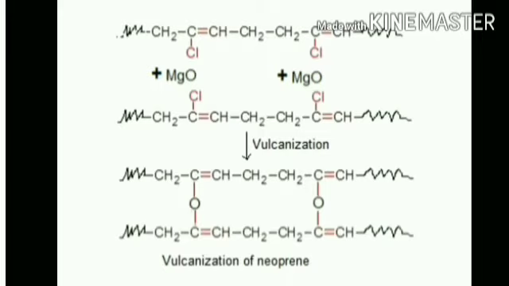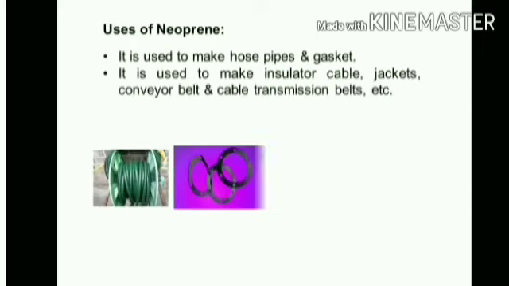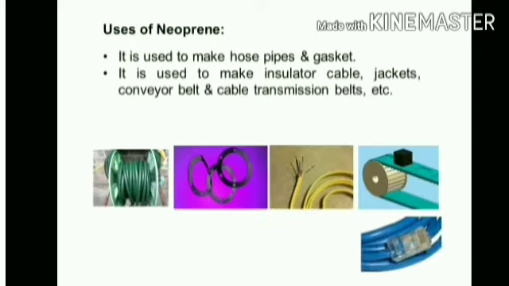This is the vulcanization of neoprene in presence of magnesium oxide, forming vulcanized neoprene rubber. Uses of neoprene: it is used to make hose pipes and gaskets. It is used to make insulators, cable jackets, conveyor belts and cable transmission belts, etc.